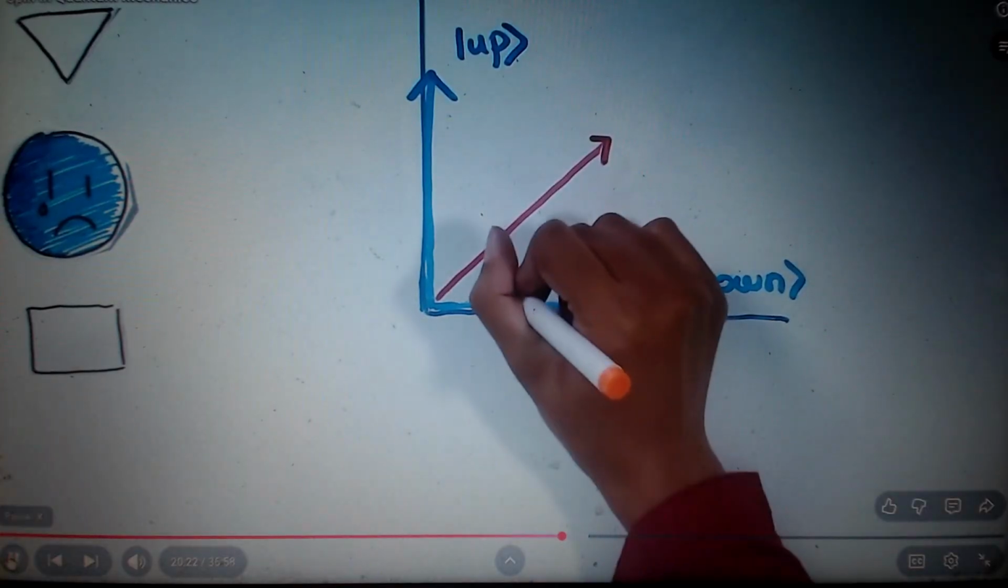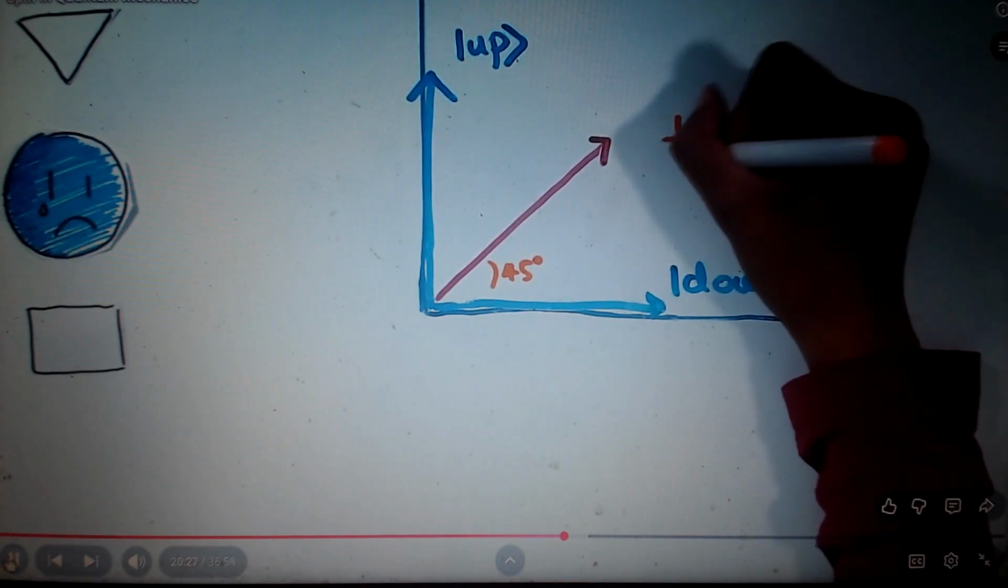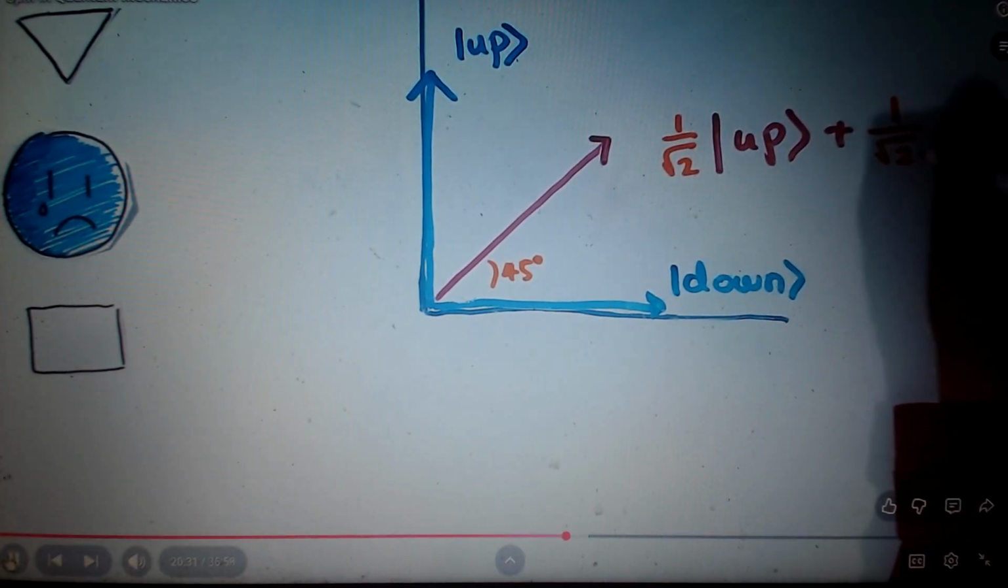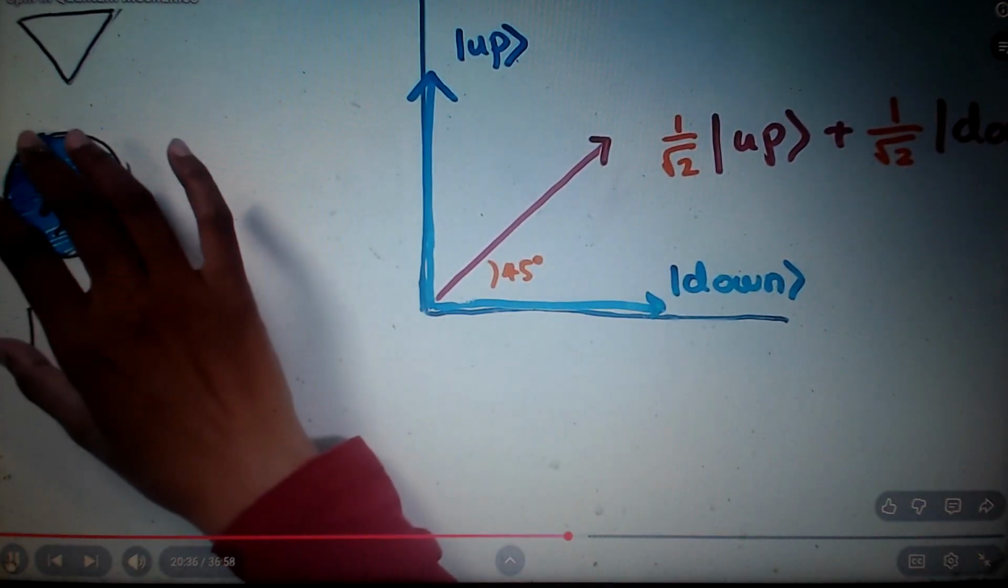The way to write this state that is at 45 degrees is, it is 1 on square root 2 up plus 1 on square root 2 down. What is this state, by the way, physically, with the electron?